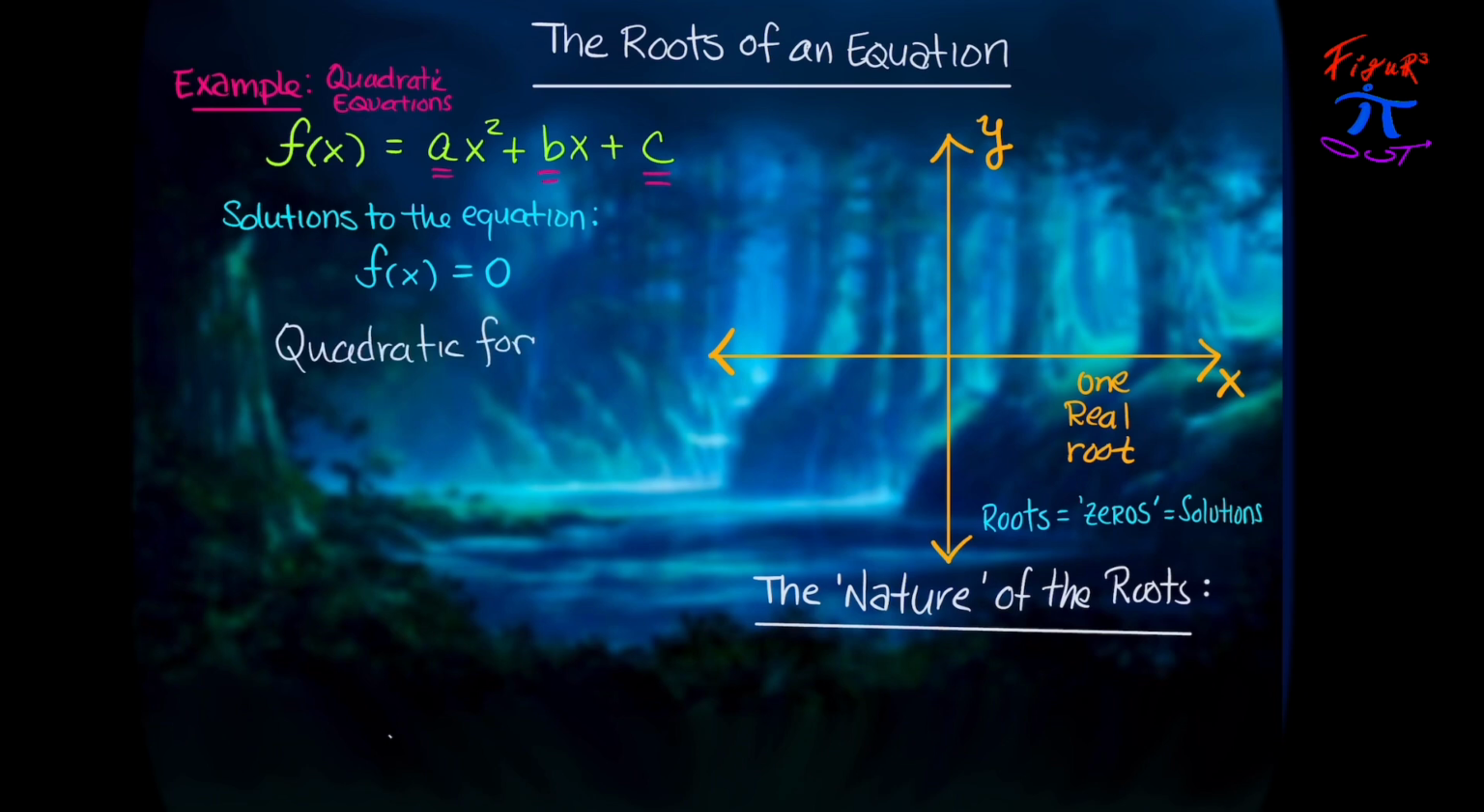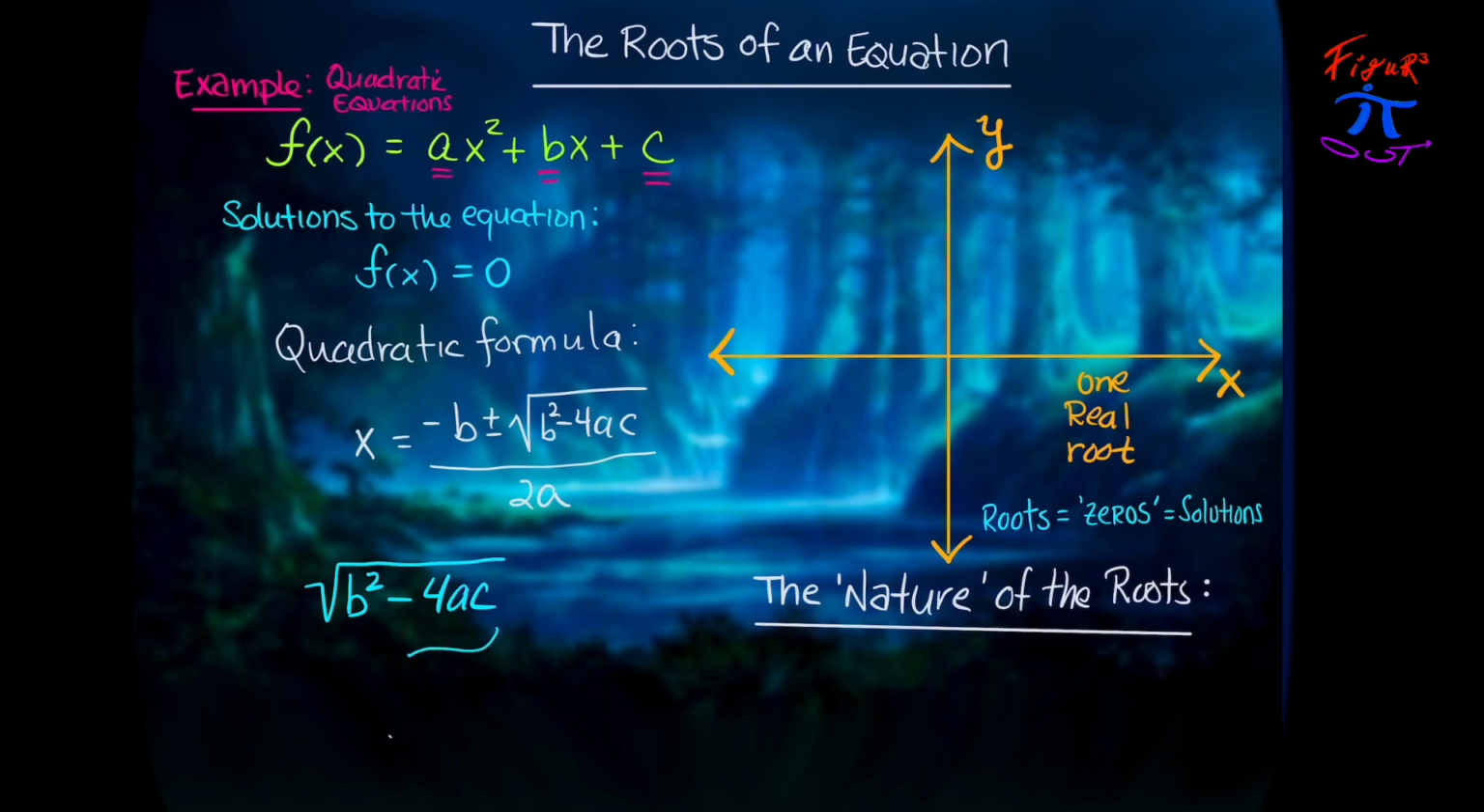Now for quadratic equations, we can solve a quadratic equation using the quadratic formula. x is equal to negative b plus or minus the square root of b squared minus 4ac, all over 2a. And the part that is of interest here is the b squared minus 4ac, the thing under the radical. That's called the discriminant.